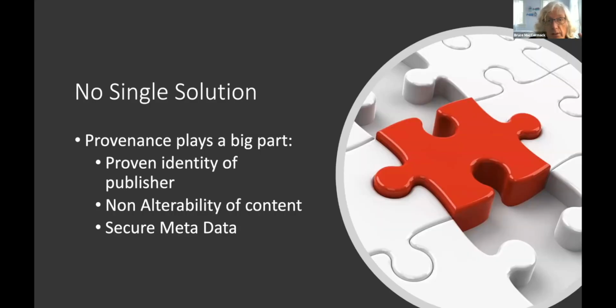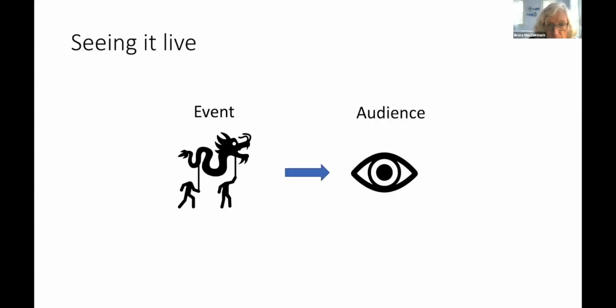There's no single solution to this. Provenance doesn't solve the entire problem that we're dealing with, but it does play a big part. It helps with the identity of the publisher, the non-alterability of the content, and a secure metadata package, which we can deliver to help people interpret further down the chain.